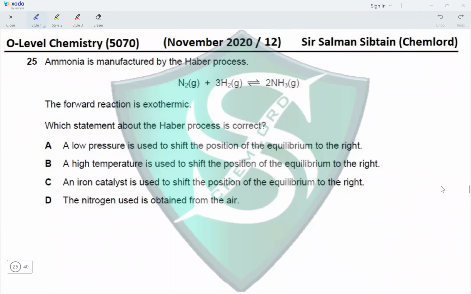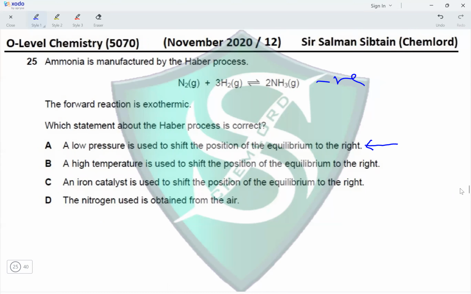Question 25. Ammonia is manufactured by the Haber's process. The forward reaction is exothermic. Which statement about Haber's process is correct? A low pressure is used to shift the position of the equilibrium to the right. A decrease in pressure shifts the equilibrium to the side with the greater number of moles. This would shift the equilibrium to the left because there are more moles of reactants than there are moles of products.